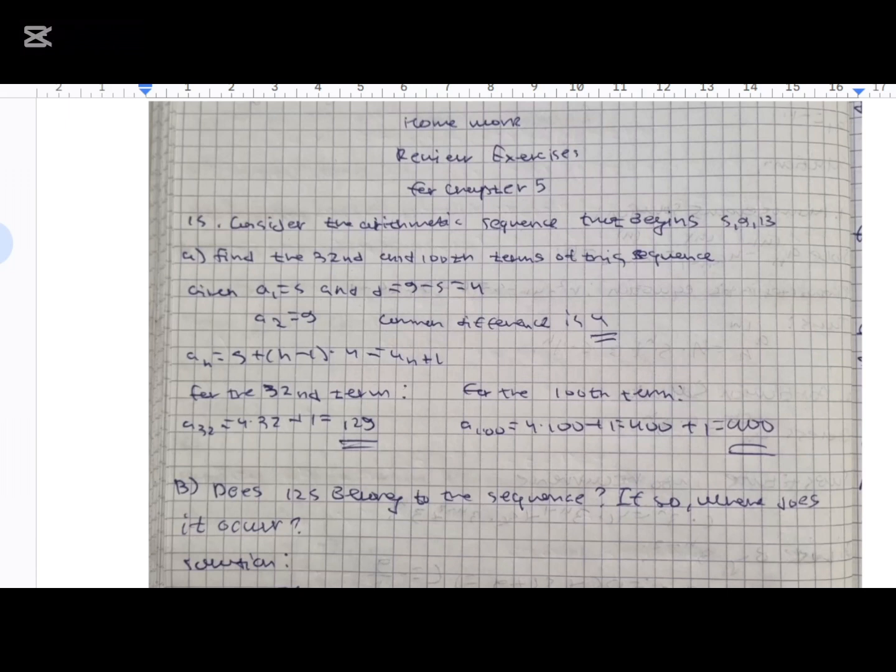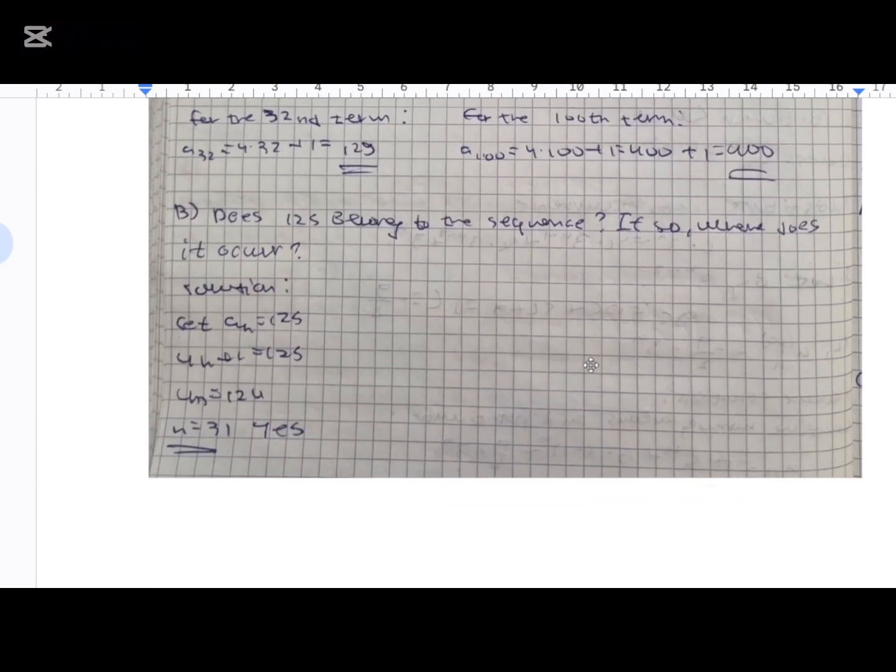And why is this answer right? Because the final solution gives us a whole integer, a whole number, so this is a right answer. And the second one: does 125 belong to the sequence? If so, where does it occur?